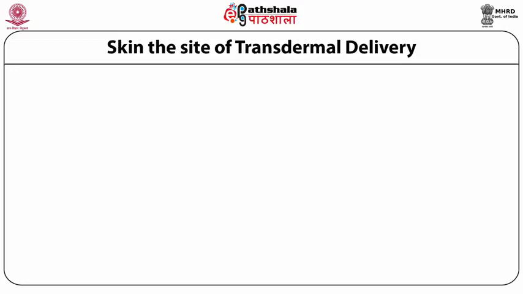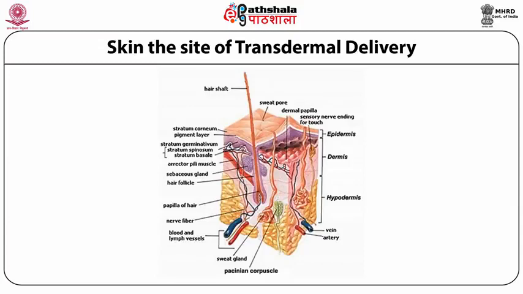The screen in front of you depicts a very typical and classical diagram of the skin, where you are probably able to appreciate the two primary layers present in the mammalian skin, namely the epidermis and the dermis. Towards the end, you have the subcutaneous tissue. It also highlights the presence of the hair shaft, the sweat pore, the papilla of the hair, the blood and lymph vessels, and finally the sweat glands.